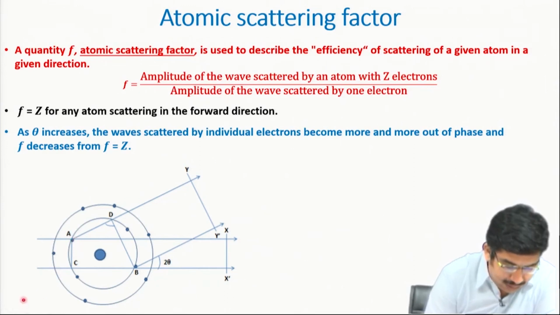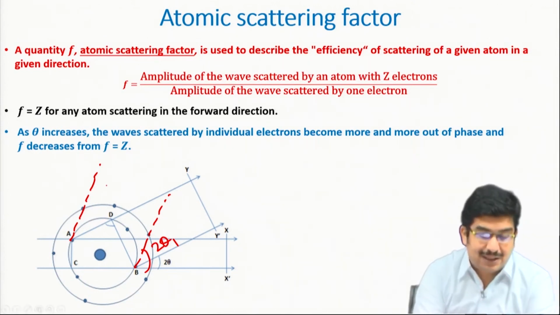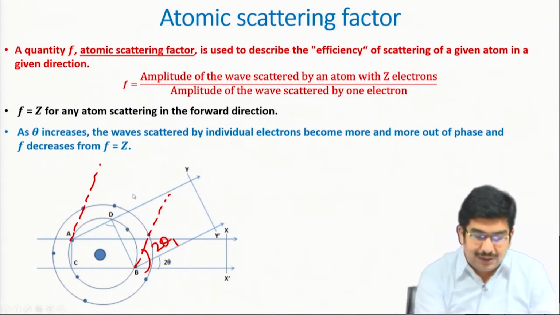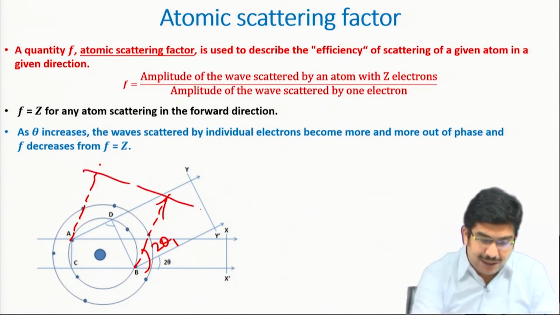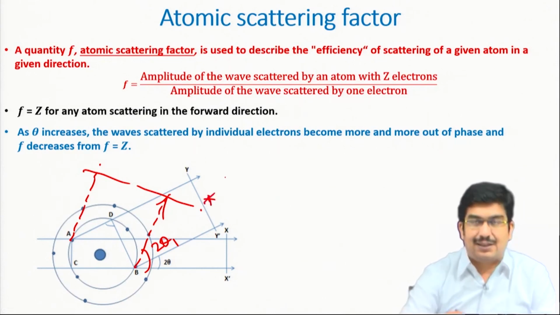okay, let me change it to a pen. So, if we consider another direction here, something like this, where I have the angle to be some other 2 theta 1, then what we are getting is that as this 2 theta is increasing, if we measure the beams somewhere over here, they will be more and more out of phase compared to something like here.